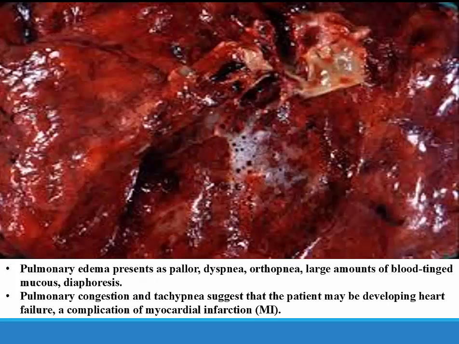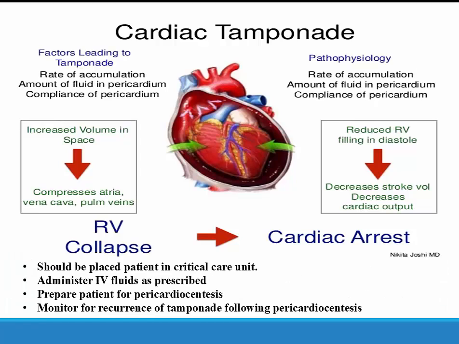Pulmonary edema presents as pallor, dyspnea, orthopnea, large amounts of blood-tinged mucus, and diaphoresis. Pulmonary congestion and tachypnea suggest that a patient may be developing heart failure, which is a complication of a myocardial infarction. A cardiac tamponade: the patient should be placed in a critical care unit, administer IV fluids as prescribed, prepare the patient for a pericardiocentesis, and monitor for recurrence of a tamponade following the pericardiocentesis.